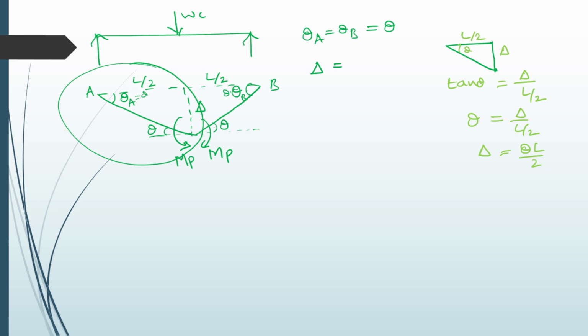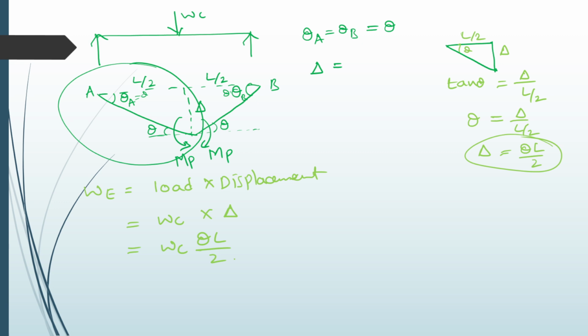The load is Wc and the displacement is delta. External work done equals load into displacement, which we know. The load is Wc, the displacement is delta, and delta is theta L by 2. So Wc into theta into L divided by 2. This is the left hand side.